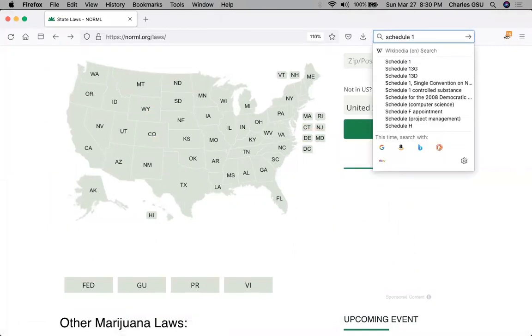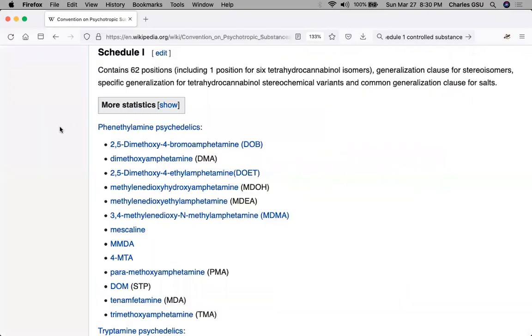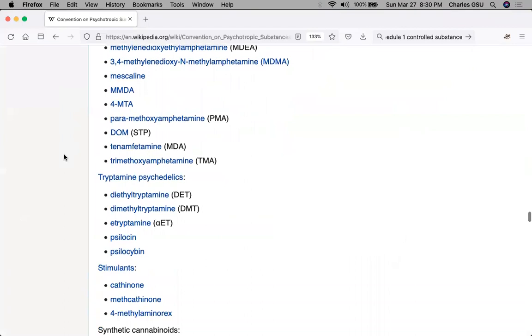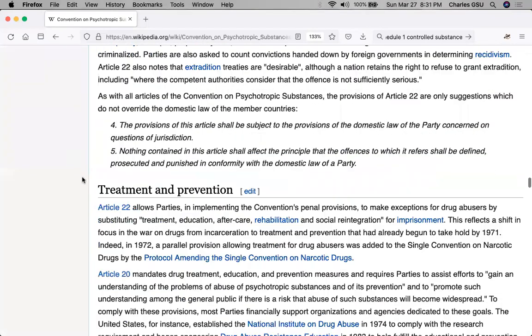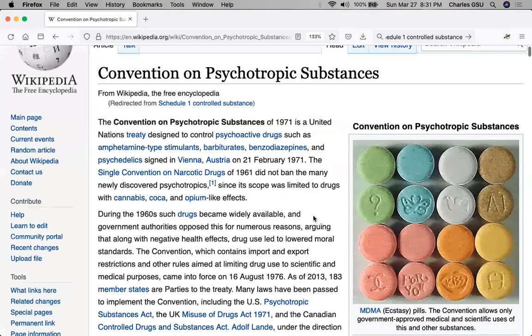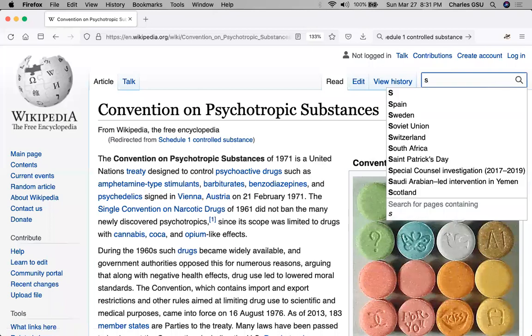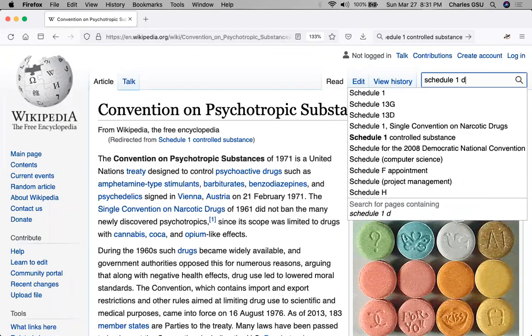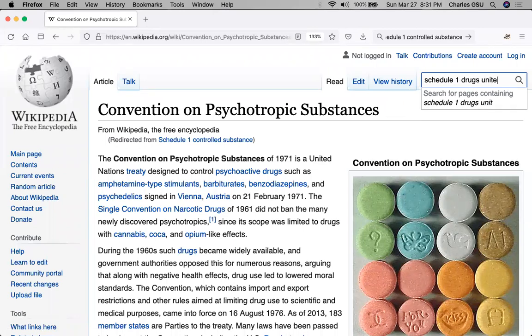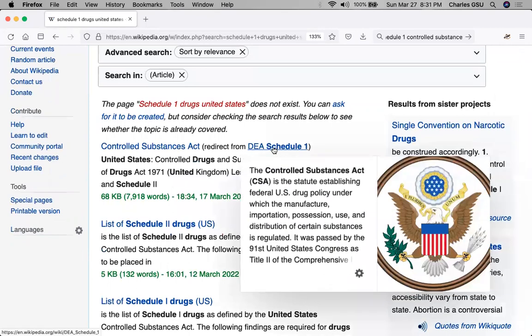by the government. It is classified along with other drugs like morphine and heroin and cocaine. So Schedule I drugs are considered a narcotic. And let me try to find the list here. The Controlled Substances Act. There it is.